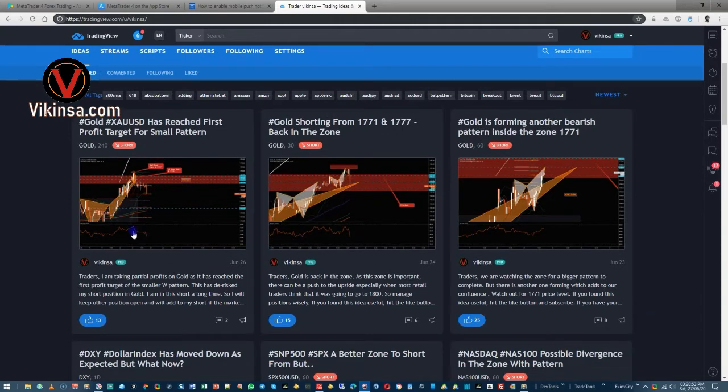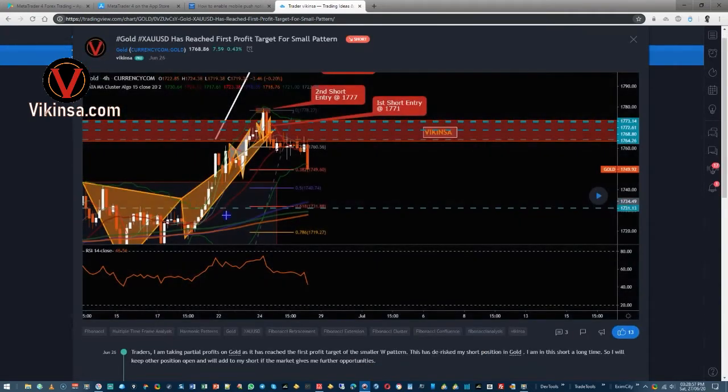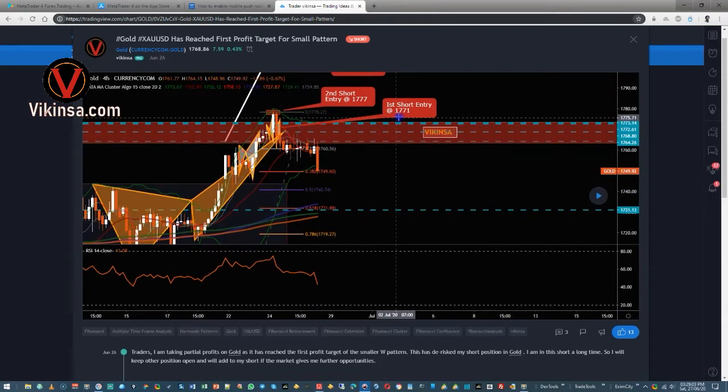So let's start with gold. Gold was absolutely brilliant. We were able to identify this particular zone, and then we were able to take an entry at 1771 and then 1777. I actually used and reported an entry here on the M15 15-minute chart using VATA Trend Algo. I posted that in the Telegram group as well, so it was a very good entry based on this analysis.